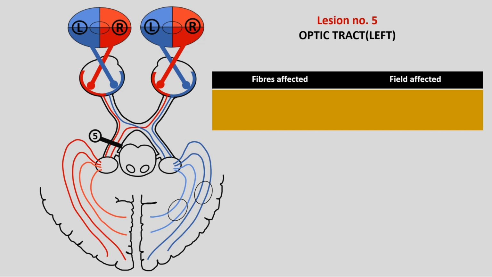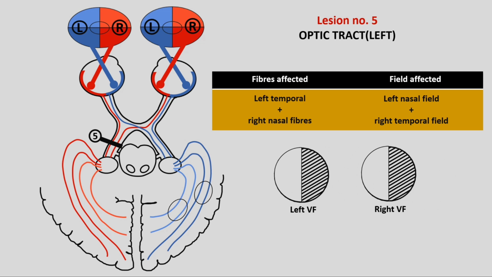Lesion number 5 is at the optic tract. On the left side, the fibers affected are left temporal fibers and right contralateral nasal fibers. So the affected field will be left nasal visual field with right temporal visual field, which is known as right homonymous hemianopia, where homo means same and nymous means side. Both eyes' field defects are on the same side, that is to the right. That's why it is known as right homonymous hemianopia.